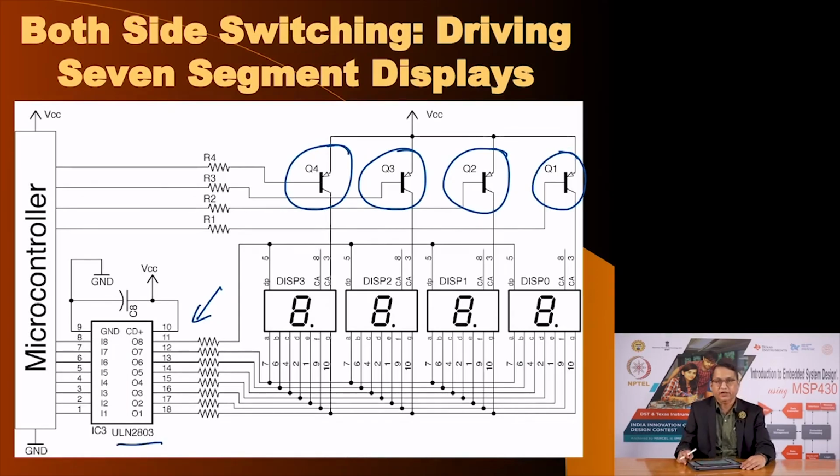ULN 2803. In the next lecture, I will go through how this circuit operates, what are the limitations, how to calculate the values of these current limiting resistors, how to calculate the values of these base resistors for the PNP transistors. And since we are using an integrated circuit for the low side switch, we do not really need a resistor to control these switches. They can be directly driven from the logic output of a microcontroller.